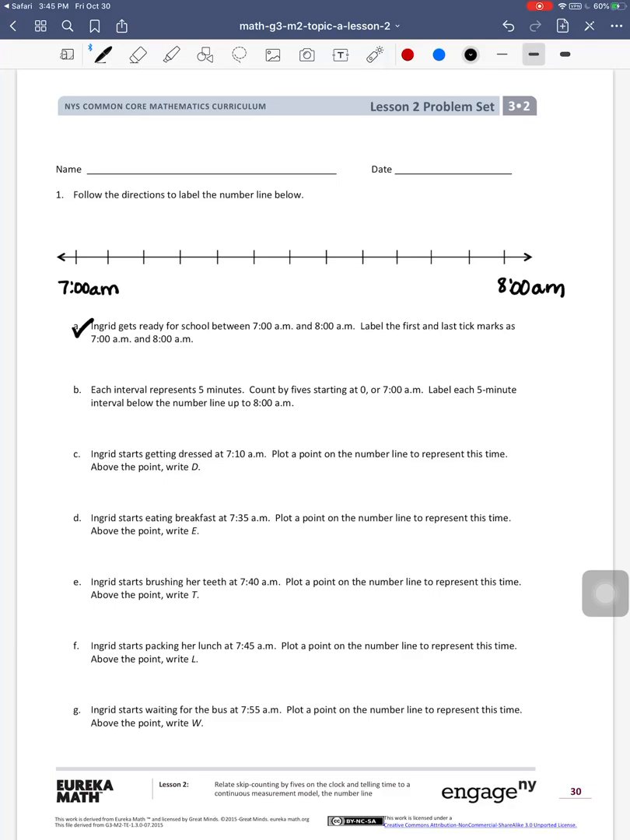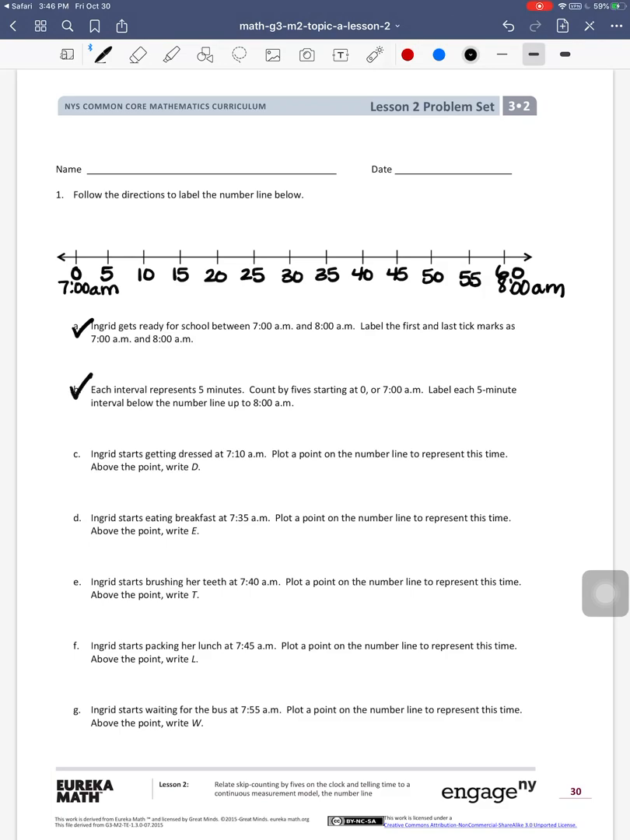B. Each interval represents 5 minutes. Count by fives starting at 0 or 7 a.m. Label each 5-minute interval below the number line up to 8 a.m. All right, so here's my first tick mark, and they said to label that at the 0. So 0, 5, 10, 15, 20, 25, 30, 35, 40, 45, 50, 55, and this last one would be 60. All right, I completed that, so let me give that a little check.